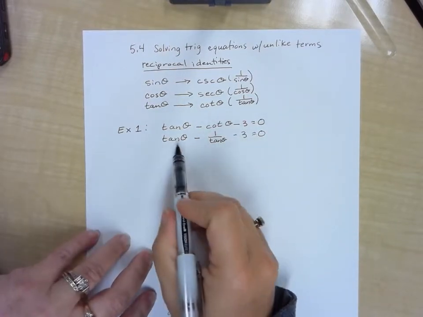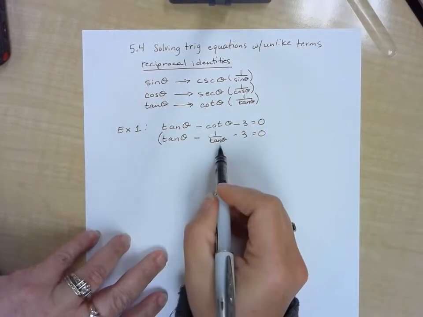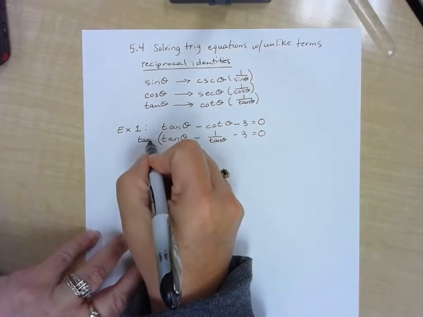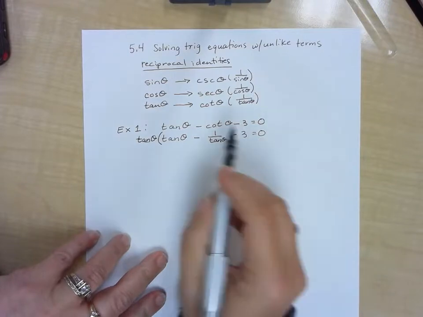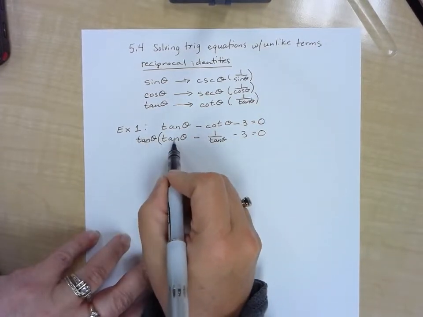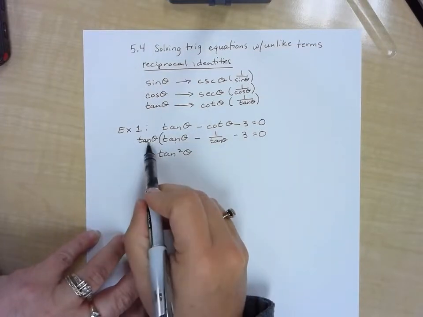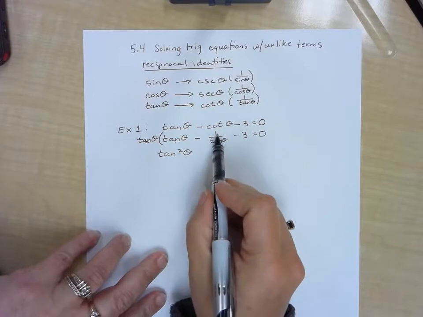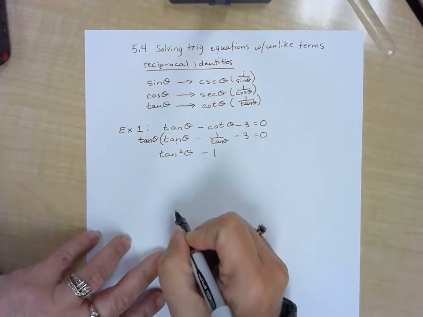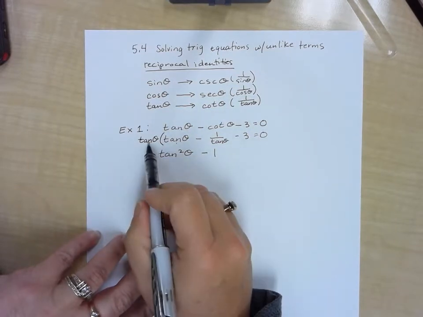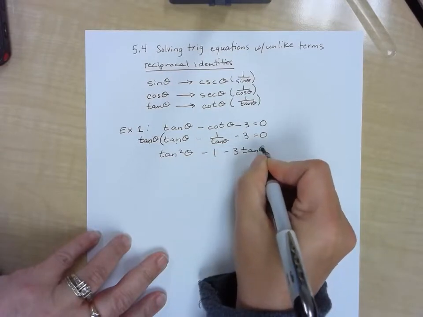In order to get the tangent theta out of the denominator, I've got to multiply through by that trig function. So I'm going to multiply through by tangent theta, and I'm going to distribute it to the entire equation. Tangent theta times tangent theta is tan squared theta. Tangent theta times negative 1 over tangent theta is just negative 1. Tangent theta times negative 3 is negative 3 tan theta. That's equal to 0.